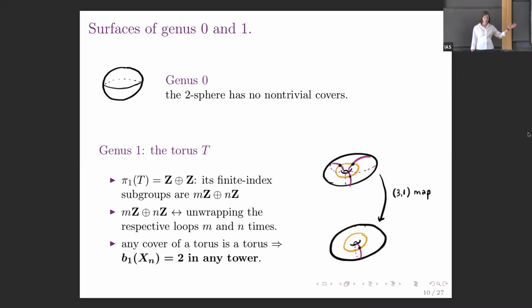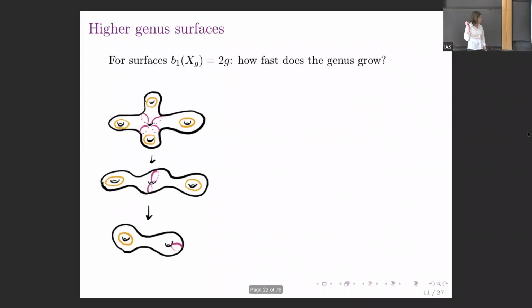As was the case with the circle, any cover of the torus is a torus. And this is not innocent, it's because the torus is really just a product S1 cross S1. So any cover of the torus is the torus. So the first Betti number is 2 in any tower, and we're still not in a very interesting situation. On the other hand, things get funky with surfaces of higher genus.